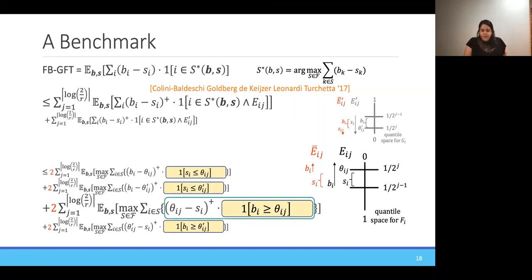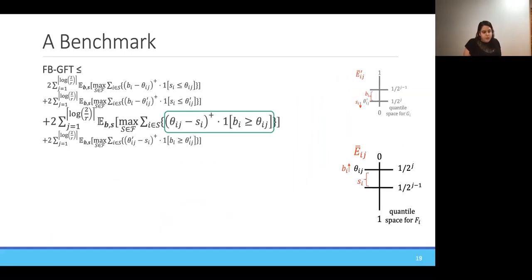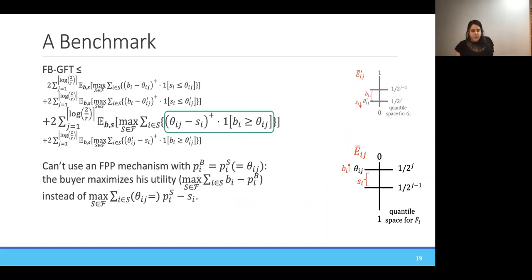And now I'm just going to focus on basically one term in the benchmark. This is just the final part of the benchmark that I had. What I want to say is you can't use a fixed posted price for this part of the benchmark. You can't just set the buyer's price equal to the seller's price, which the best thing you'd want to do here would be to set it to that theta ij, because the buyer is going to maximize his utility. And what you want here is to maximize this theta ij minus si, which is not the buyer's utility.